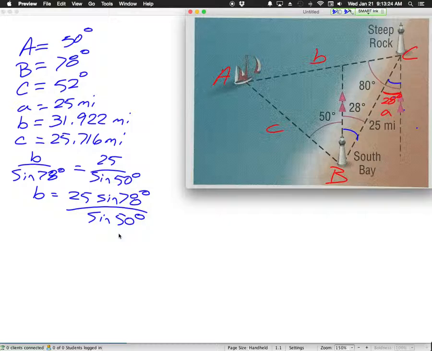Alright, so angle B is the largest, which is 78, so that means side B needs to be the largest as well. Is it the largest? Yes. My smallest angle is angle A, which is 50. Its side is 25. Is that the smallest side? Yes, so that means my answers are at least reasonable.